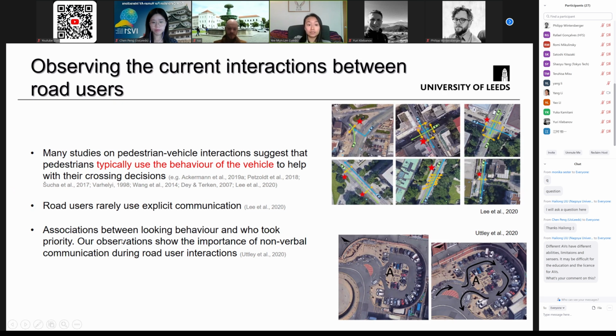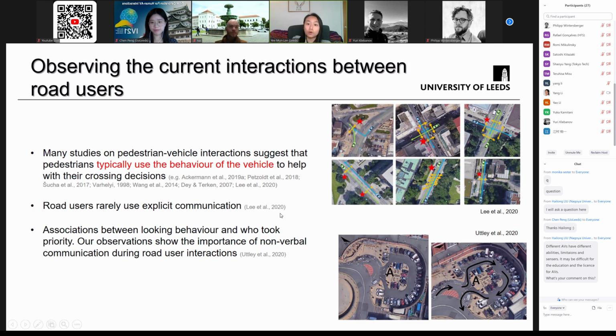We found an association between looking behavior and who took priority in those studies. So there is some importance in terms of non-verbal communication, and explicit communications do exist in different areas that we're talking about.